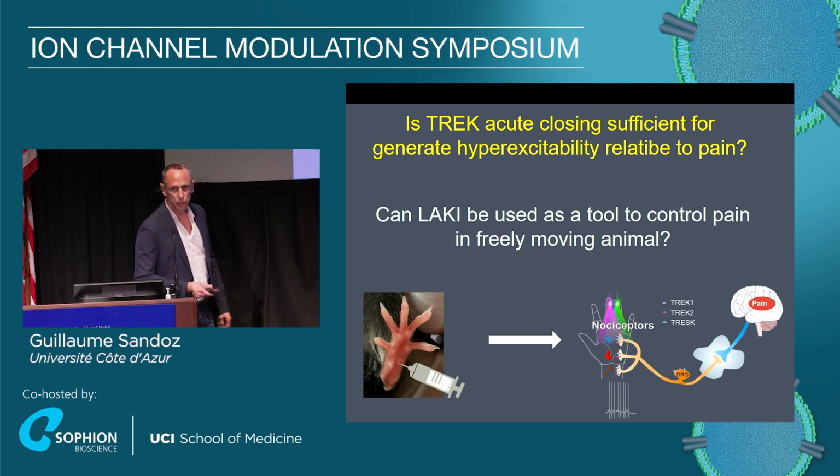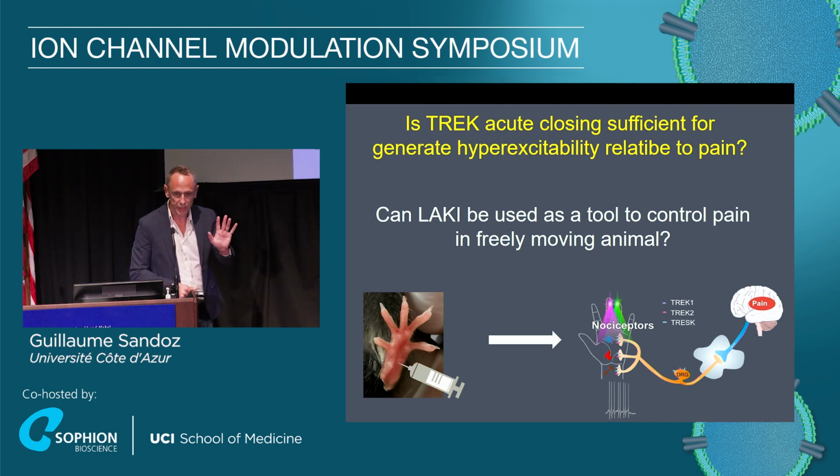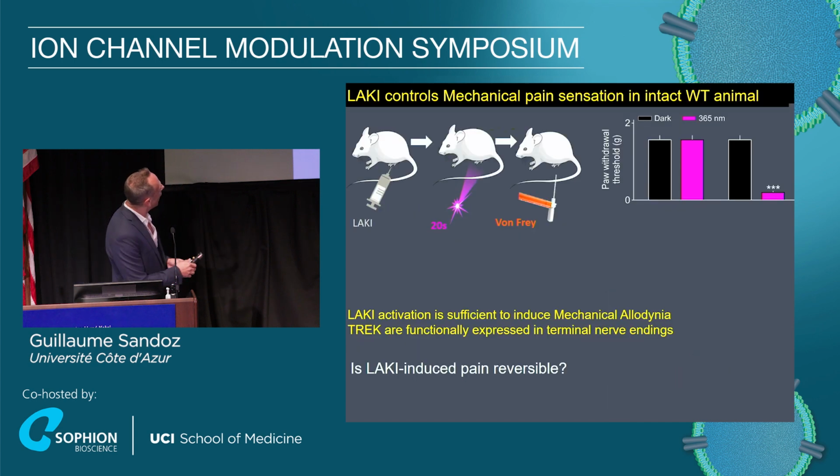To respond to this question, we have injected 15 microliters of LACI1 in the paw of the animal. And then we have shined the light on it, and we have tested the mechanical pain with the paw withdrawal threshold and also the thermal pain. At the beginning of the experiment, we injected LACI or we injected the saline solution. As you may see, the injection of LACI didn't modify the sensitivity of the animal to the mechanical pressure.